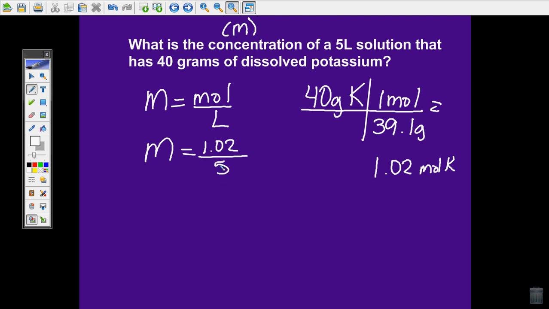So divided by 5, and my molarity is 0.204 big M. My unit for molarity is big M.